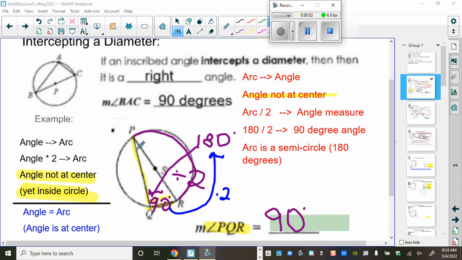Okay, if your angle is not at the center, given an arc divided by 2, you get your angle. If you're given the angle, you need the arc: angle times 2 gets you to the arc. That's really the two goals here.